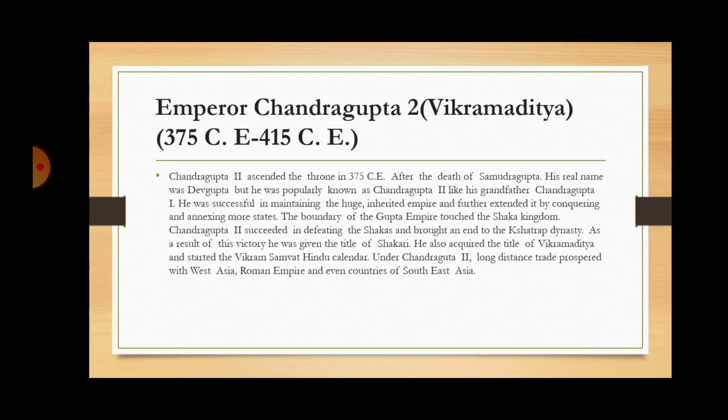You know, my dear students, Vikramaditya was a great patron of art and literature. The Navratnas, or the nine gems, which included the famous poet Kalidasa, are associated with this reign. Fa-Hien also visited, that's a Chinese traveler, India during this period. He described Chandragupta as a wise, just, and benevolent ruler. After the death of Chandragupta II, his son Kumaragupta ascended the throne.